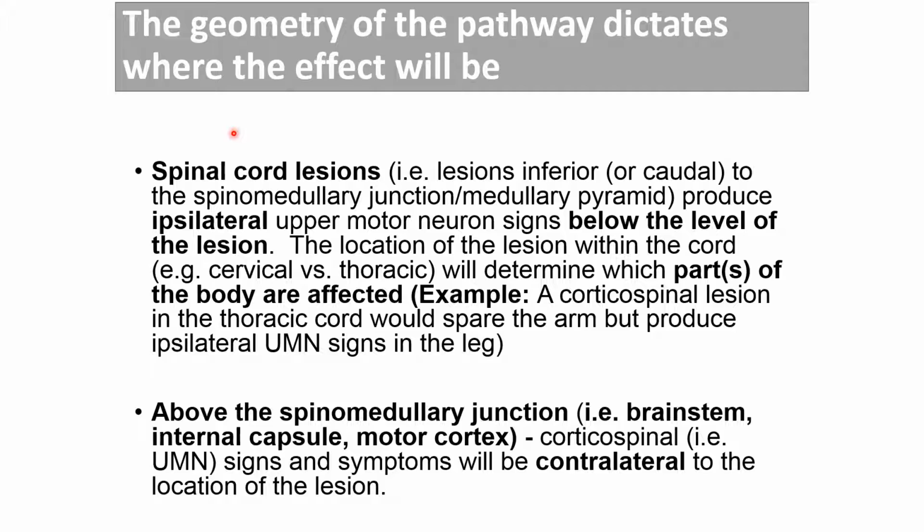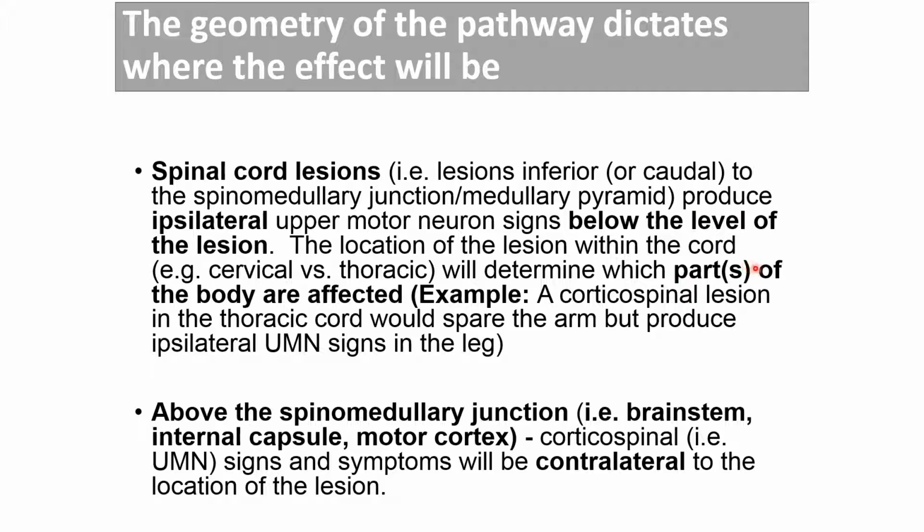The geometry of the pathway dictates where the effect will be, so that spinal cord lesions, either inferior or caudal to the spinal medullary junction, produce an ipsilateral upper motor neuron sign below the level of the lesion. So spinal cord damage to the corticospinal tract produces symptoms ipsilateral to the lesion, below the level of lesion.